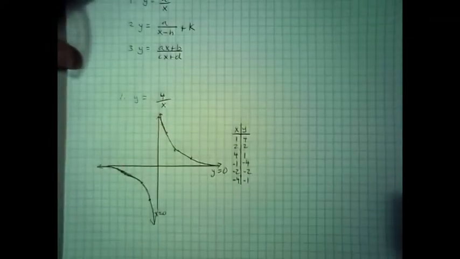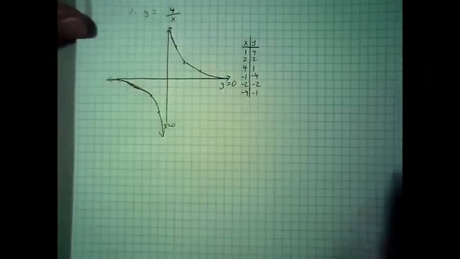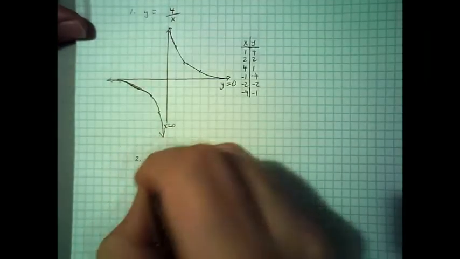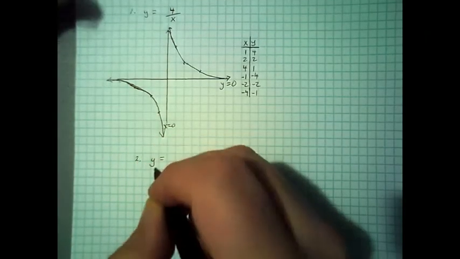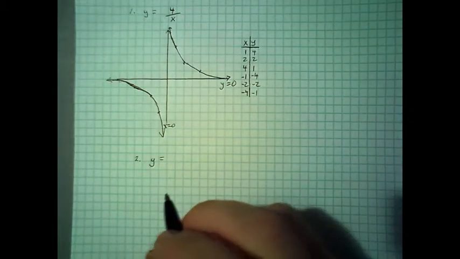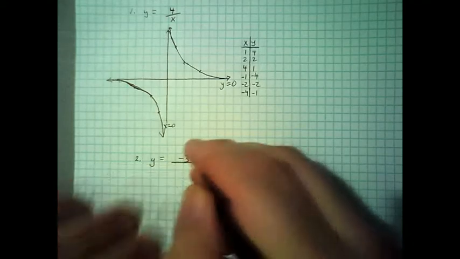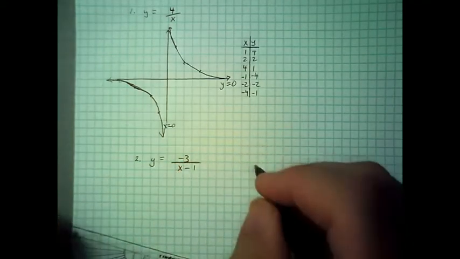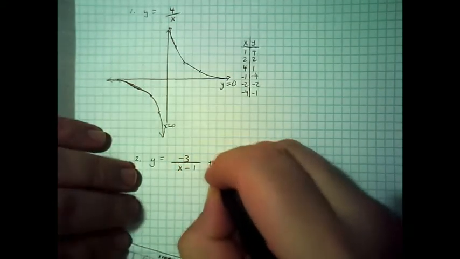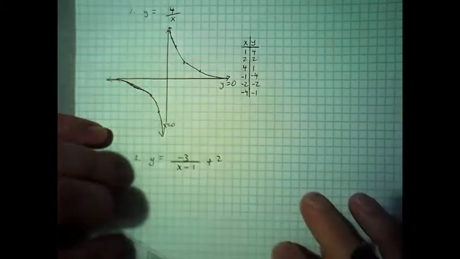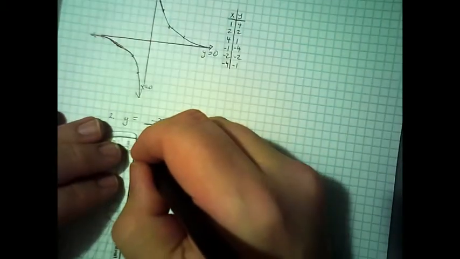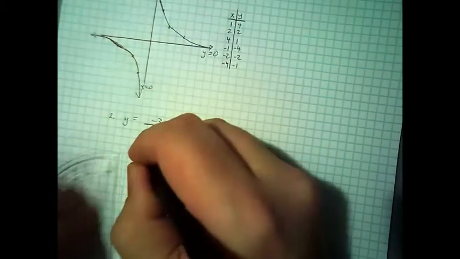Let's move on to our second form, which is the transform version. For this example, we'll be using y equals negative 3 over x minus 1 plus 2. I'll draw my axes to prepare.